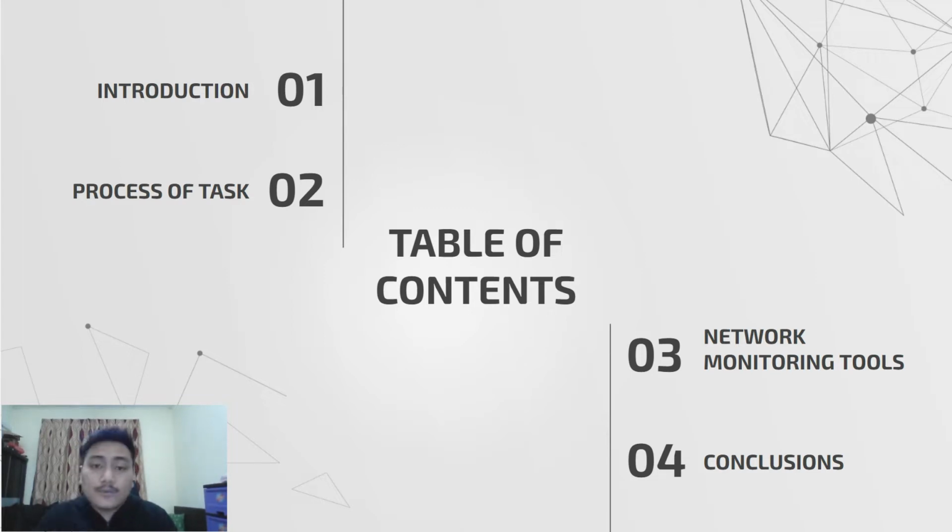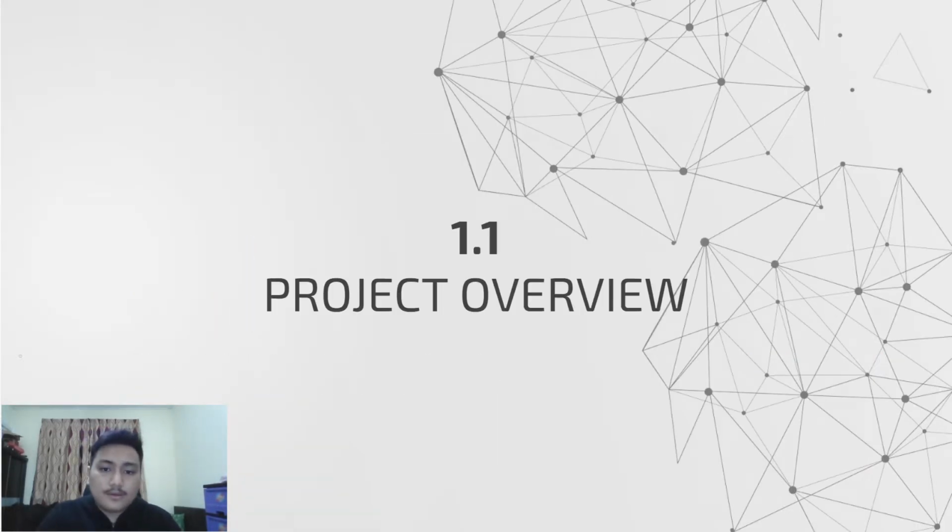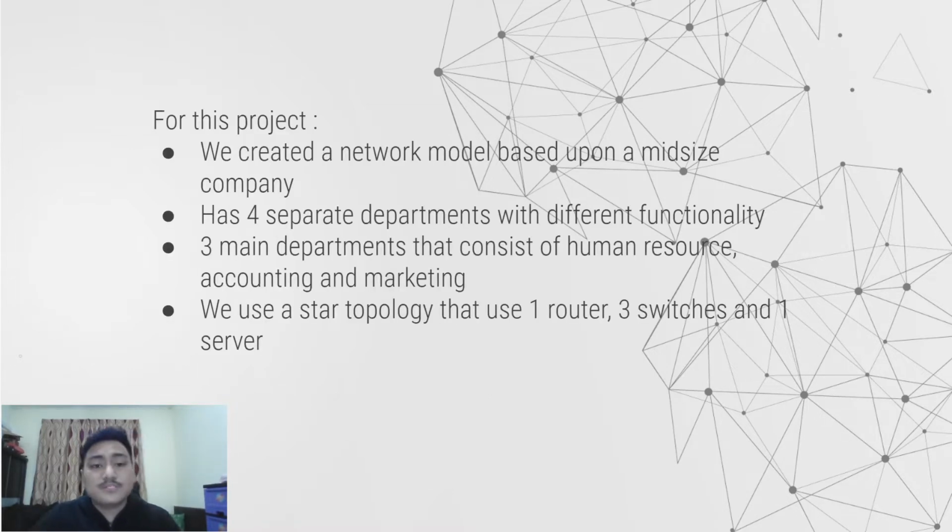First, I will introduce our project. I will explain our project overview. For this project, we created a network model based upon a mid-sized company. It has 4 separate departments with different functionality, and the 3 main departments are human resource, accounting, and marketing. Lastly, we use a star topology that uses 1 router, 3 switches, and 1 server.